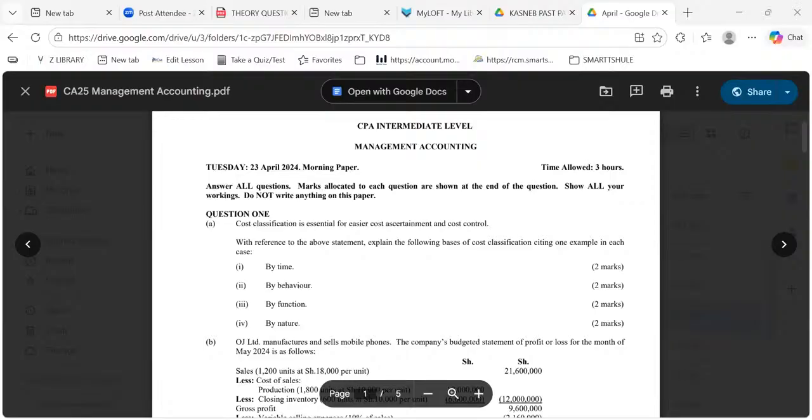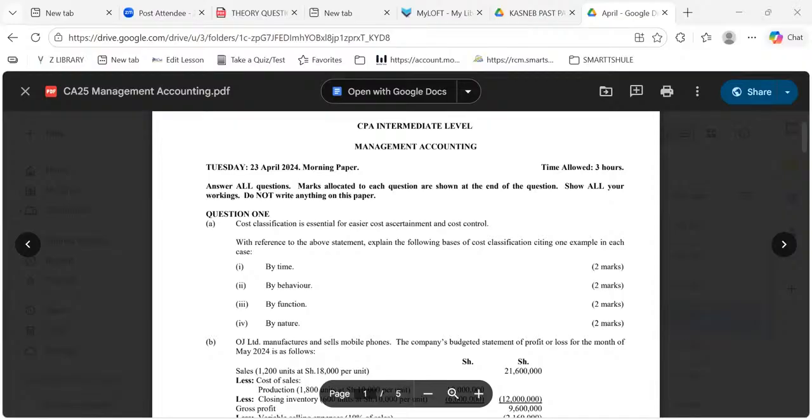So behavior, of course, now that's what we want to talk about, variability, the variable cost, the fixed cost, the semi-variable cost, step-up cost, and all that. Are you able to give us that? Yes, examples. So let's start with the time.